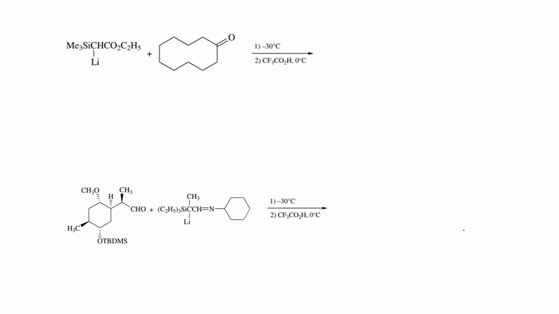Now let's solve the question. They have given two reactions. In both of them, what is given? Now the condition, you have to check, they have given trifluoroacetic acid. So that means the acidic condition. Both of them are acidic conditions. So there will be an anti-elimination. Okay, so let's give it a try.